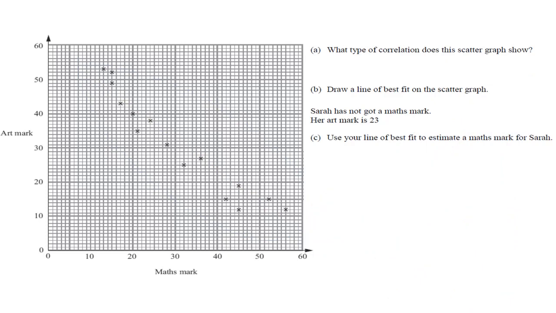So to answer the first question, what type of correlation does this scattergraph show? It's a negative correlation.